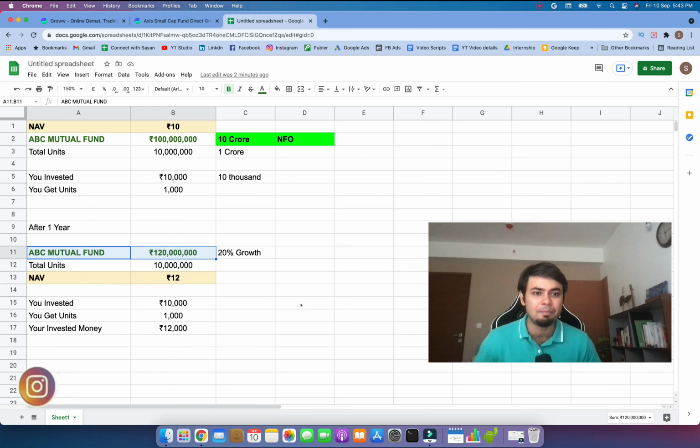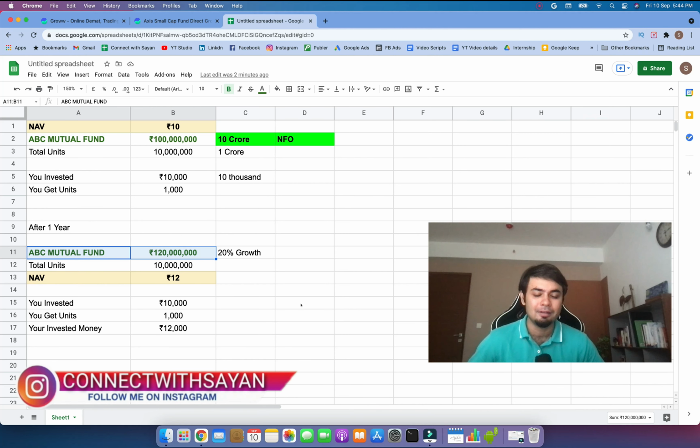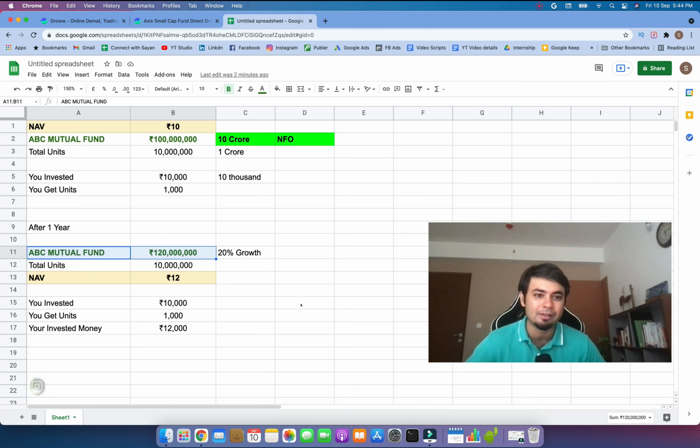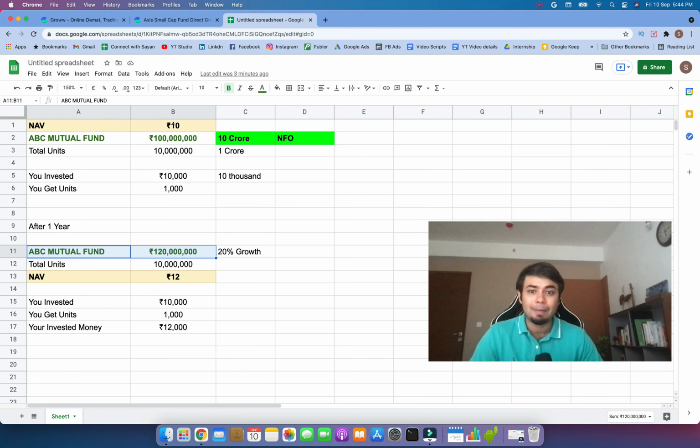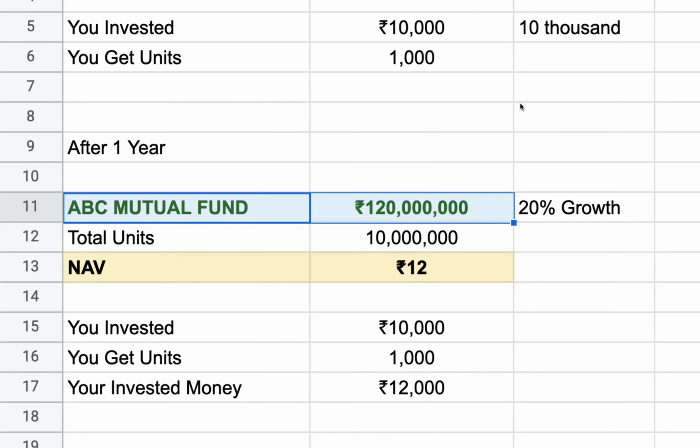This is the entire simple reason why the value of a mutual fund keeps increasing or decreasing, right? It can decrease also. If the prices of the shares of those companies decrease, the entire value of the mutual fund will also decrease. So let's say the shares have increased for those companies, and the mutual fund value has also increased by 20%. So now 10 crore has become 12 crore.